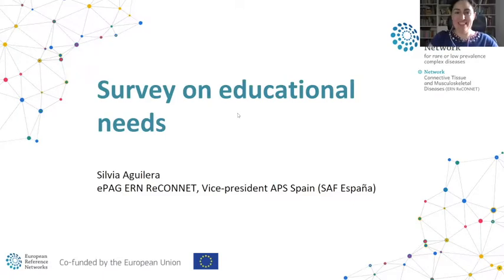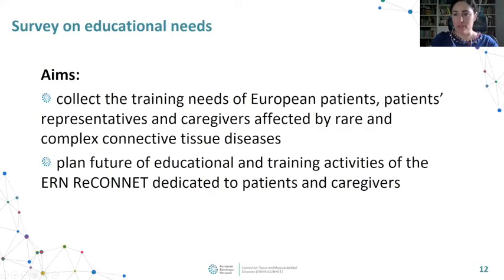Thank you so much. So I'm going to talk about the second survey, which is on our educational needs. The aim of this survey was to collect the training needs of our European patients, patient representatives and caregivers affected by rare and complex connective tissue diseases, to plan our future education and training activities of ReCONNET dedicated to this population.